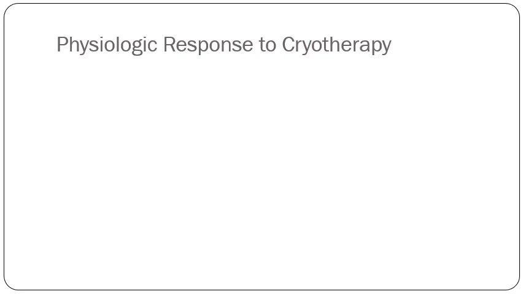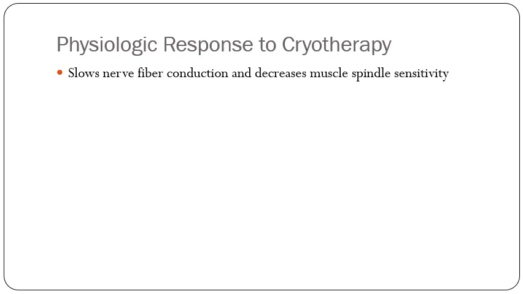Okay, so some other physiologic effects of cryotherapy. We look at the effects on the nervous system, and one of the things we know is that the application of cold is going to slow nerve fiber conduction and decrease muscle spindle sensitivity. So what this basically implies is that the spasm that occurs with injury, so when you get muscle spasm due to injury, and spasm is going to intensify with injury due to increased neural input and the body basically trying to protect itself, cold will actually reduce muscle spasm via these mechanisms.